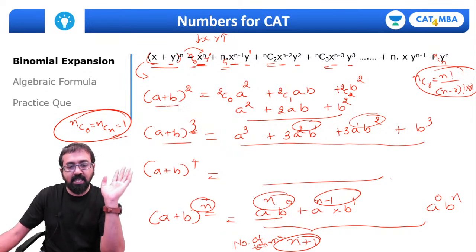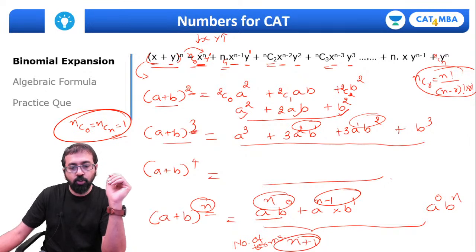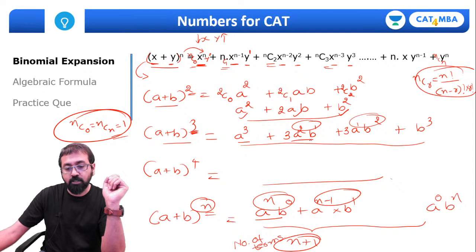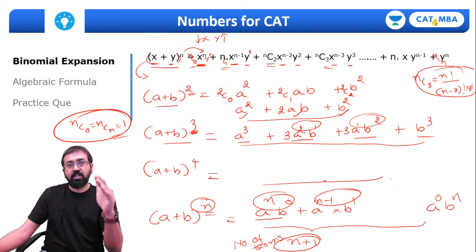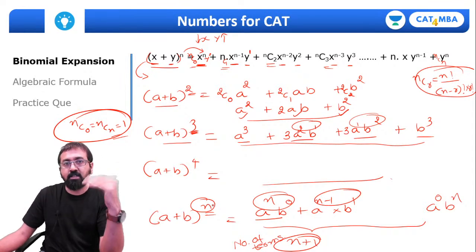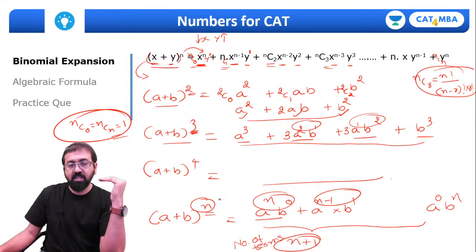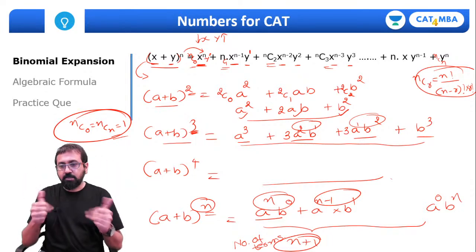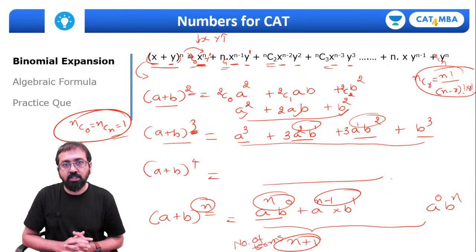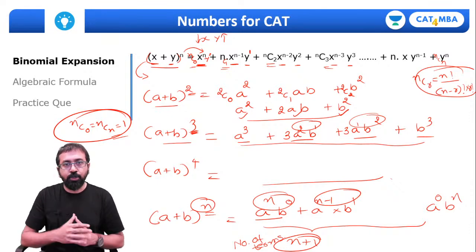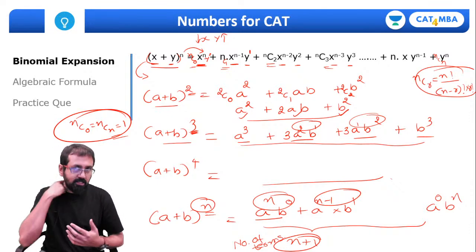So for example, a plus b whole square. So that is 2 over here. So how many terms are there? First term, second term and third term. 3 terms. For a plus b whole cube, there is a power of 3, so what is the number of terms? There are 4 terms. So in general, if there is n power, then the number of terms will be n plus 1. Are we all clear with this? Show me a thumbs up if you have understood this binomial expansion. Of course, you can revisit this video so that you can remember it once again.